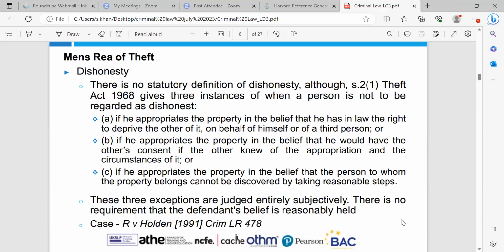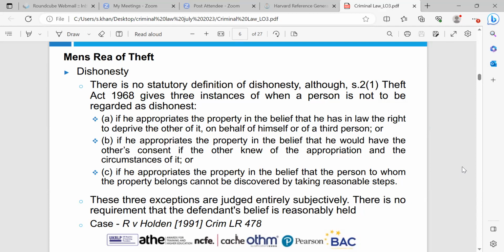dishonest. So firstly, if he appropriates the property in the belief that he has in law the right to deprive the other of it on behalf of himself or of a third person, or 2, if he appropriates the property in the belief that he would have the other's consent if the other knew of the appropriation and the circumstances of it, or number 3, if he appropriates the property in the belief that the person to whom the property belongs cannot be discovered by taking reasonable steps.